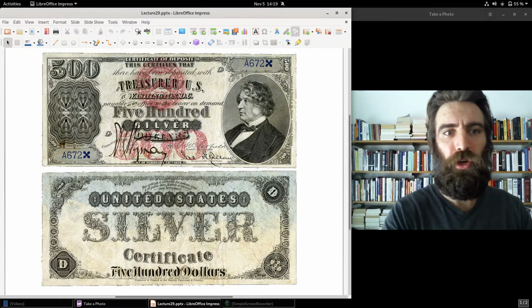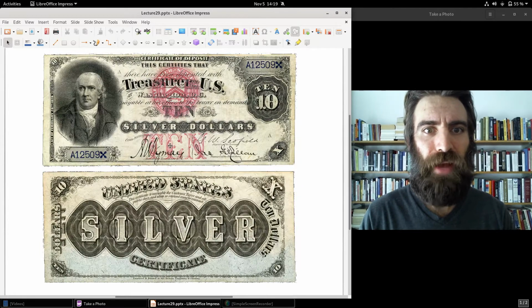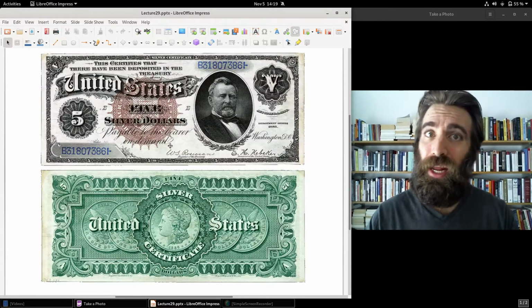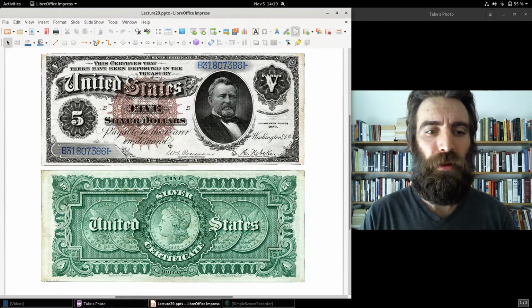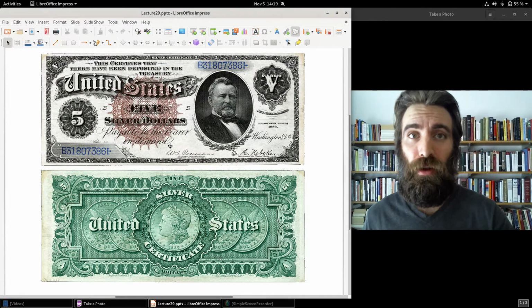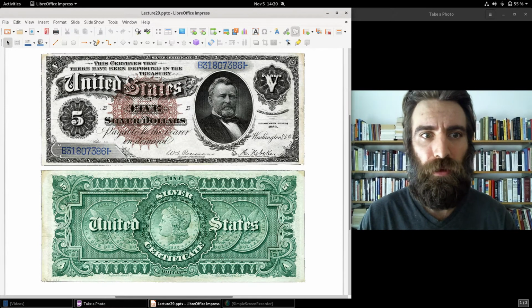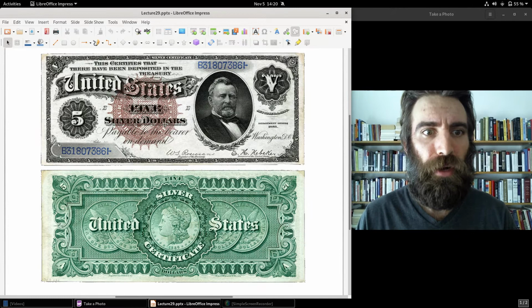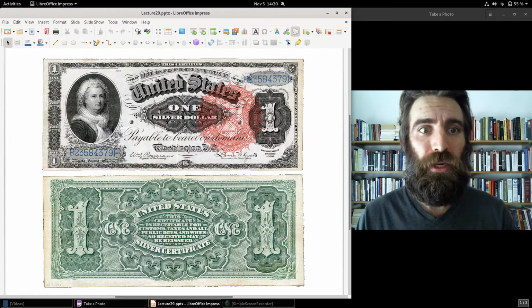Actually, the first issue of silver certificates, the lowest denomination was $10. But in the 1880s, with some free silver agitation still going around, there was a new issue of 1 silver dollar notes, 2 silver dollar notes, and 5 silver dollar notes. There's Ulysses S. Grant on a 5 silver dollar certificate. There's the silver dollar on the back. There's Martha Washington on a 1 silver dollar certificate.